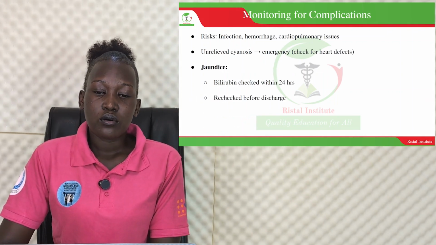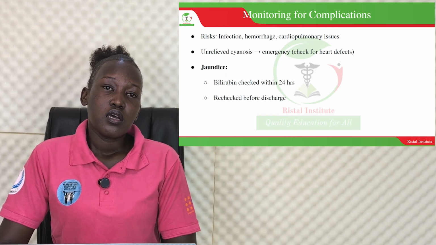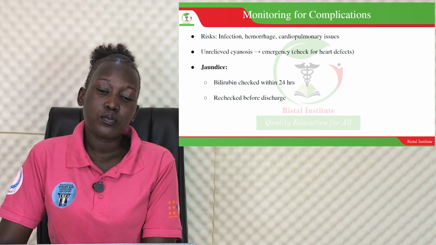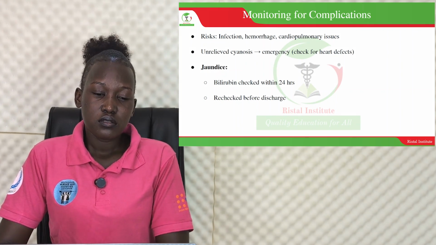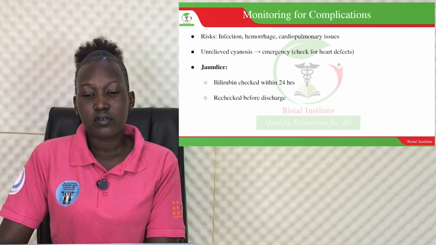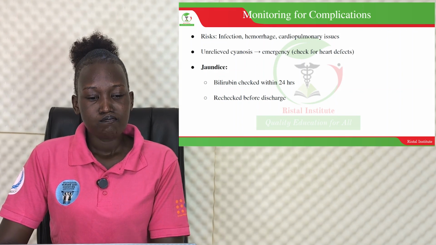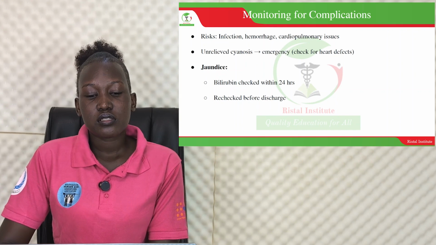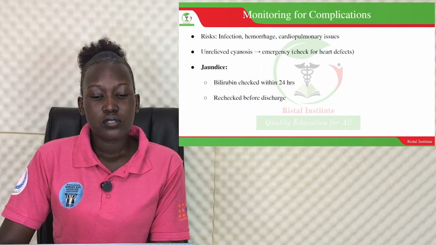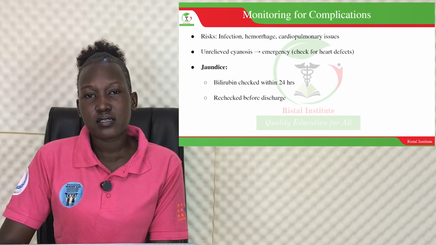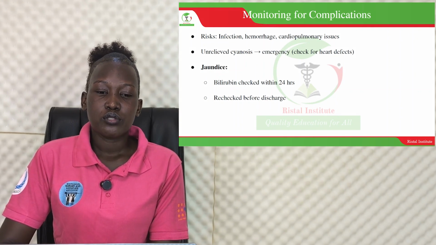Then monitoring for complications. Monitor risk of infections, hemorrhage, cardiopulmonary issues, and relieve cyanosis like an emergency. Check for heart defects. Other things like jaundice, bilirubin checked within 24 hours. So recheck before discharge. Just make sure you generally assess this newborn. Assess for any complication.